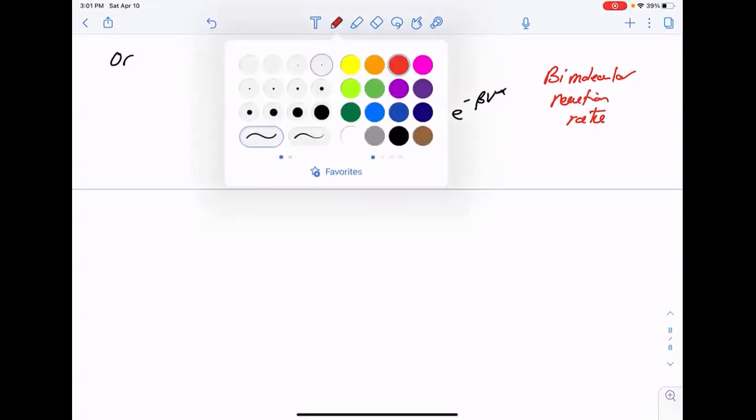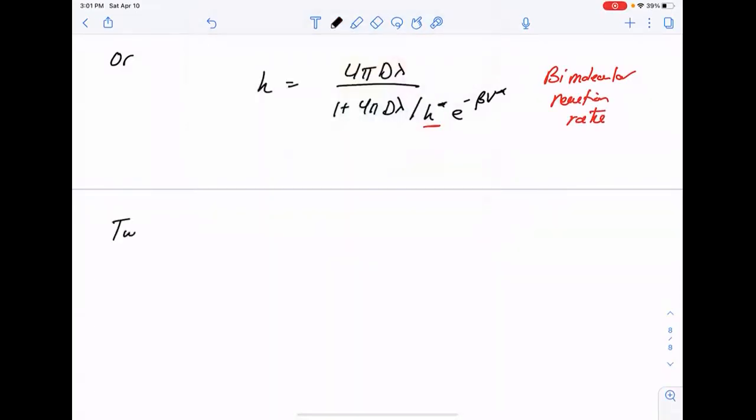So there are two clear limits that you are likely all familiar with from basic chemistry. There is the diffusion limited rate, where the reaction can't keep up with the slow diffusive flux.